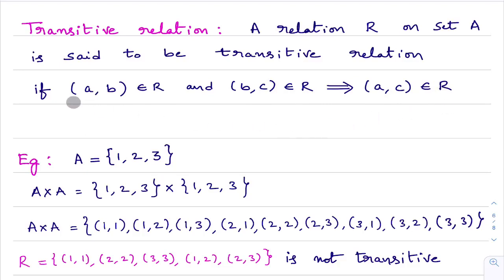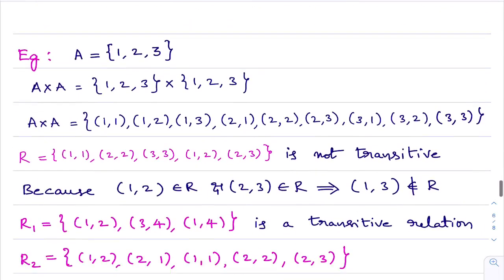But the point is here you need to check for every such ordered pair. I'll explain those things in detail. Transitive relation seems to be very easy, but it is not very easy while checking, right? So you try to understand these examples clearly. If you understand these examples clearly, then you can understand what is transitive relation. It is a little bit confusing one. Okay.